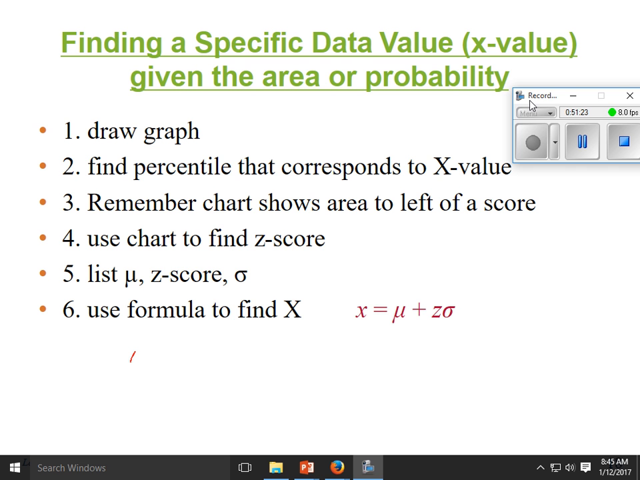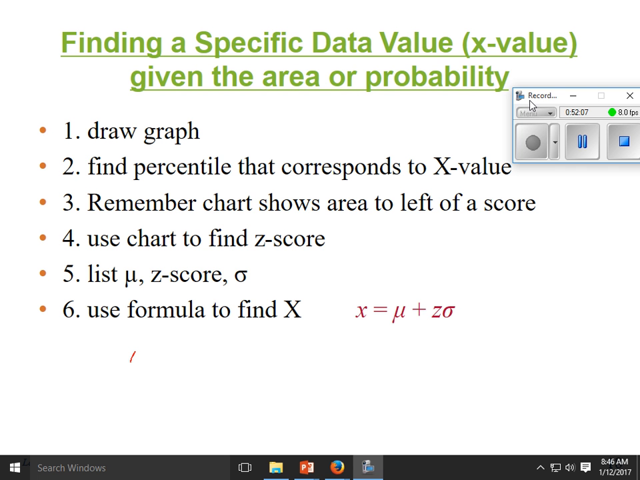So finding a specific data value, the X value, the raw score, given the area, these are just the steps that you do. This will be the last thing that we do today. Again, very first thing, draw the graph. Draw some little graph. It doesn't have to be anything special. Just draw that little graph to let you know, hey, I'm on this side or I'm on that side.